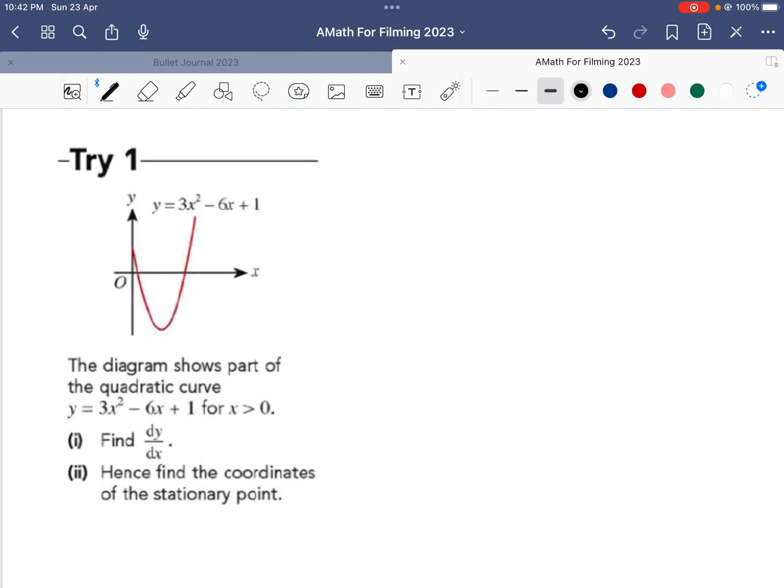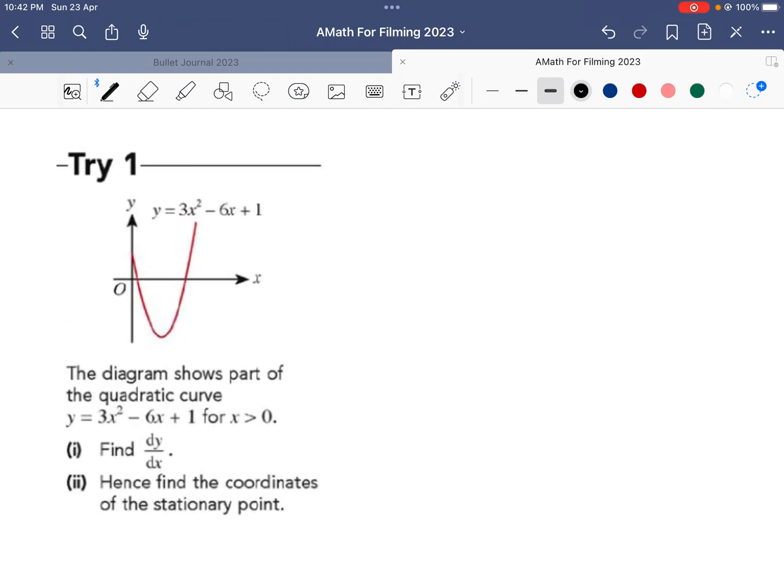Now, okay, please pause the video and try 1. If you want to use your textbook, this can be found in your textbook on page 48 itself. And I will carry on in 3, 2, 1.